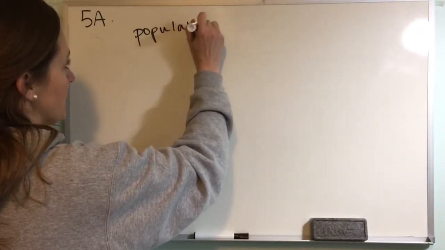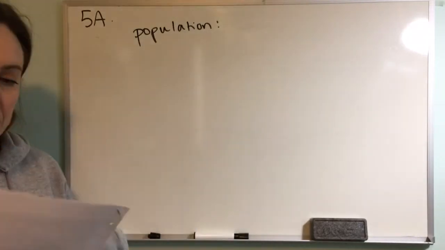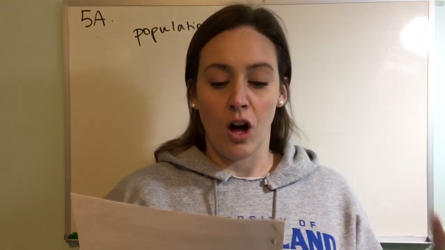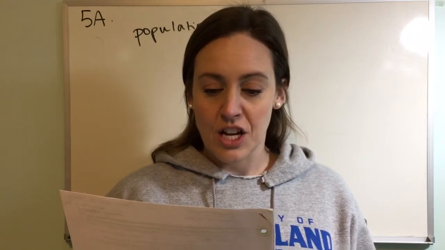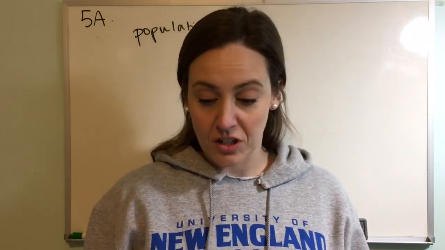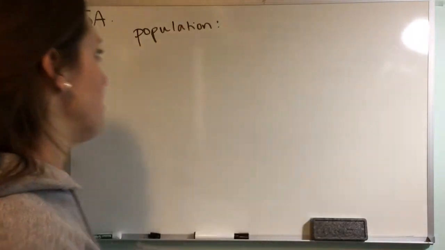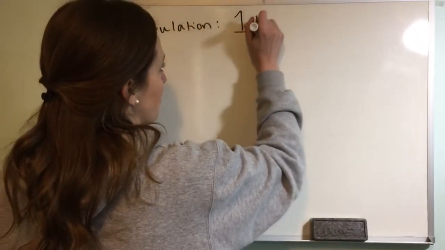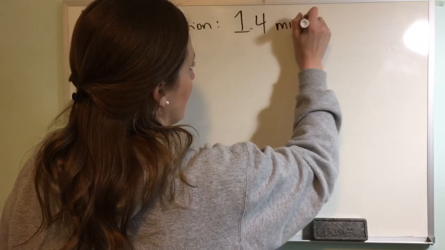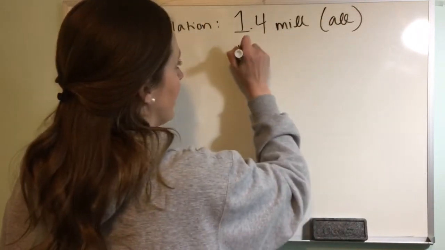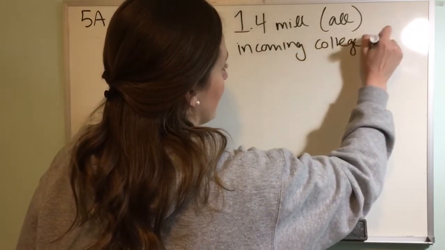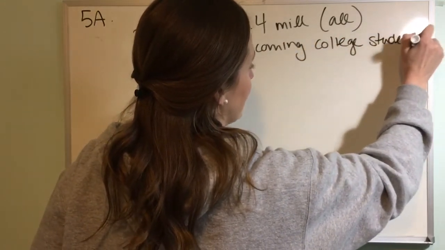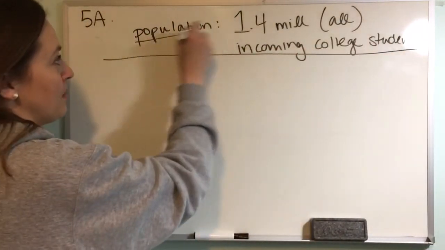So what do you think the population is? The population is the large group that we want to represent. You could say all first-year college students, incoming college students, or 1.4 million first-year college students. Any of those answers would be correct. It's the big group we want to talk about, the big group we want to gather information about.